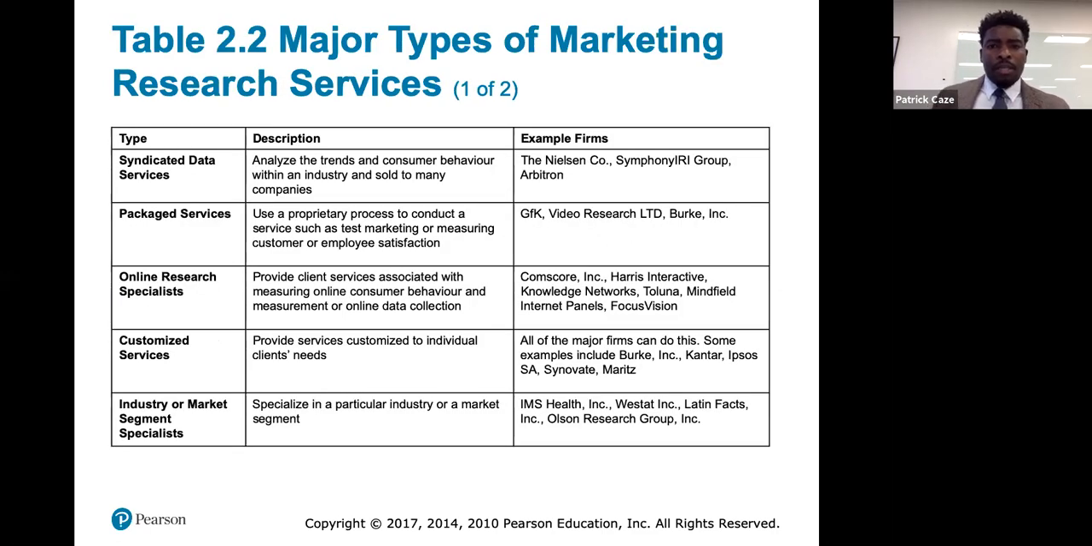Okay. So major types of marketing research services: syndicated data services, packaged services, customized services. Again, go take a look in your book and read the different types of research services that are out there. You'd be surprised about the variety and the vast depth of marketing research that's out there and that you might be familiar with.